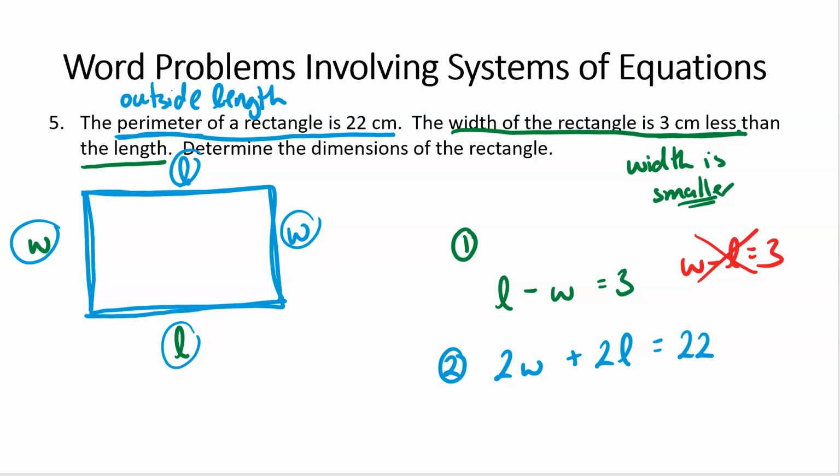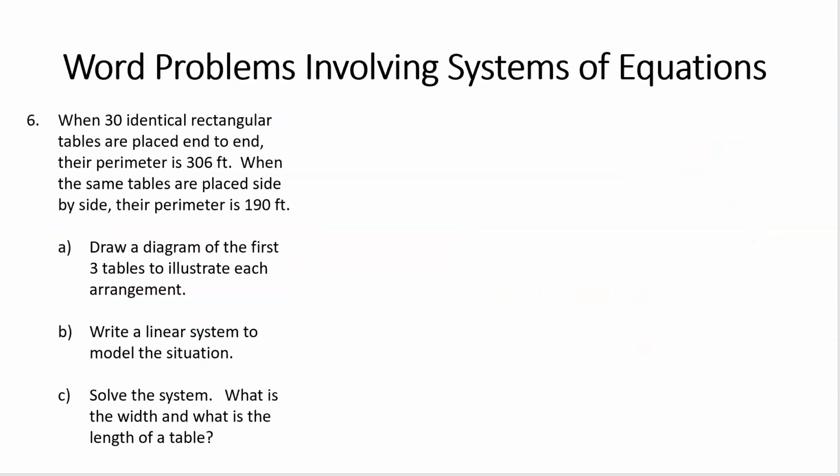Okay, we have two equations, two unknowns, W and L. You should be able to solve this using substitution or elimination. Last example, and another one where it'll be a good idea to draw a diagram. There are 30 identical rectangular tables placed end to end. Their perimeter is 306 feet. When the same tables are placed side by side, their perimeter is 190 feet.